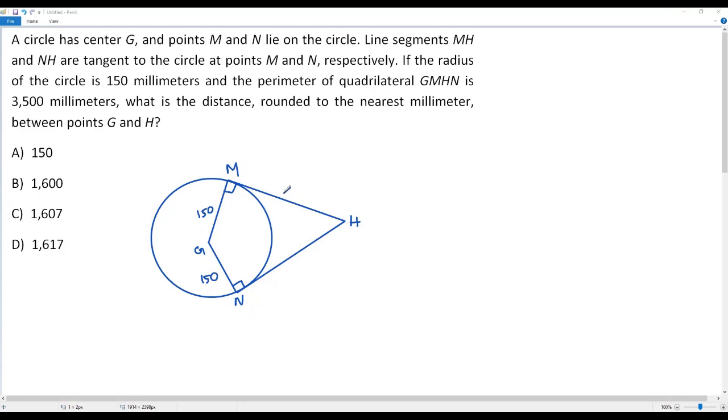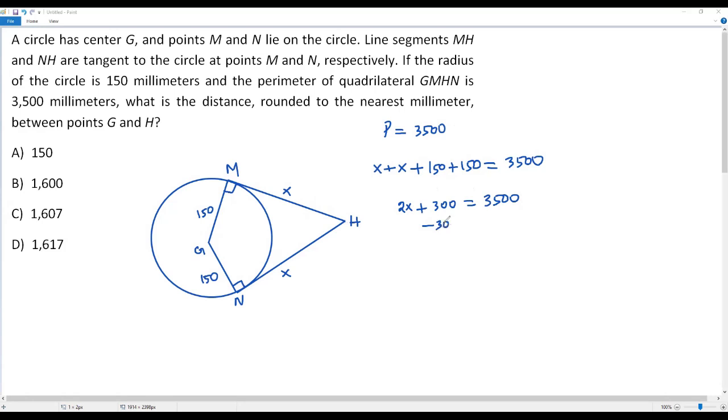Now let me assume x as the length of MH, then the length of NH also must be the same, that is x. And we have the perimeter of the quadrilateral GMHN, that is 3500 millimeters. Usually to get the perimeter of a polygon, we have to add the lengths of all the sides. So to get the perimeter of this quadrilateral GMHN, let's add the lengths of all four sides. Then we have x + x + 150 + 150 = 3500. When I combine x and x, I'm getting 2x. When I combine these two values, I'm getting 300. So 2x + 300 = 3500.